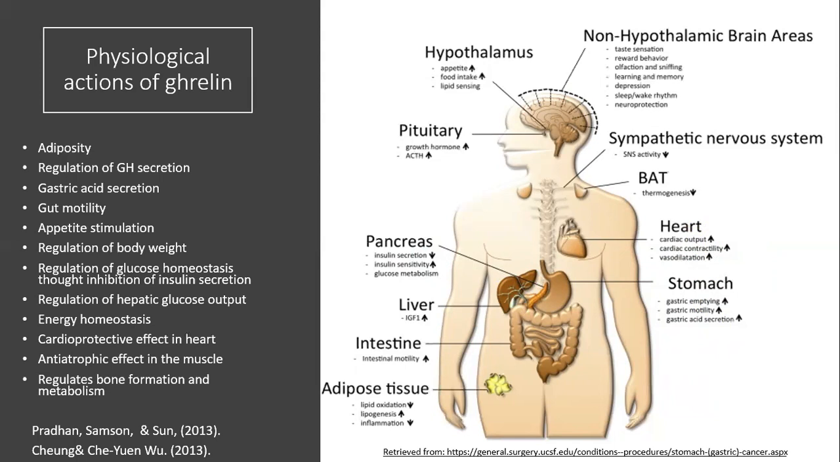Ghrelin regulates glucose homeostasis through inhibition of insulin secretion and regulation of hepatic glucose output. Ghrelin signaling regulates energy homeostasis by decreasing thermogenesis to reduce energy expenditure. Ghrelin also has cardioprotective effect in the heart and antiatrophic effect in the muscles. Ghrelin also regulates bone formation and bone metabolism.